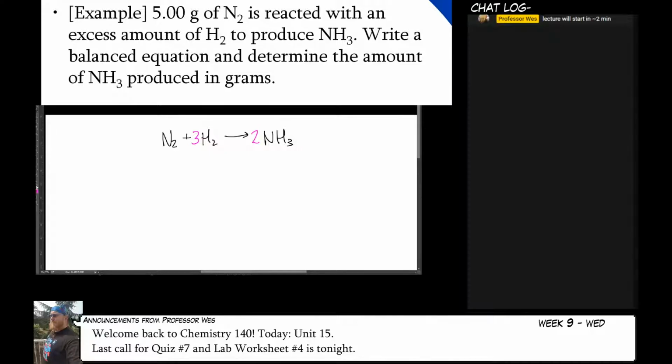And then we're doing the same process that we did before. Grams of N2, and I want to figure out grams of NH3. So there's our relationship. I'm not going to write the relationships on the side here just to save myself some space. But this is the exact same problem that we just did at the start of today's lecture.